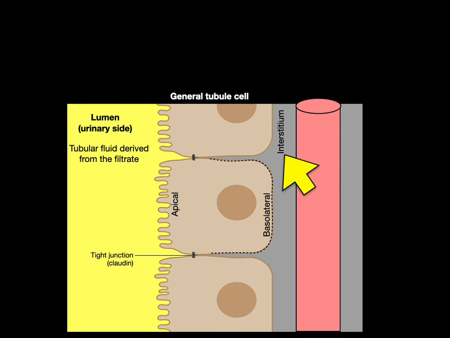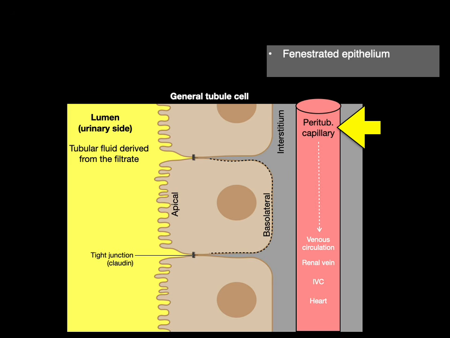Now there's the interstitium in gray, and the peritubular capillary in pink. As blood goes through the peritubular capillary, it then returns through the venous circulation, the renal vein, and IVC, back to the heart. The peritubular capillary is a fenestrated epithelium, and it's a very low pressure system, but a high reabsorption system.